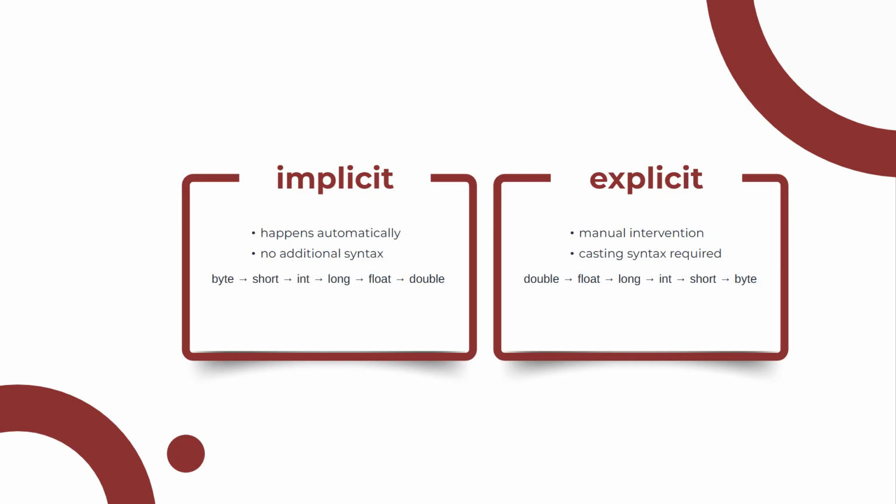Explicit casting, on the other hand, requires manual intervention. This happens when you're converting a larger data type into a smaller one, like a double into an integer. It's like pouring that large container of water into a smaller cup. Some of it may spill over. Since this process can lead to data loss, like cutting off decimal points, it needs casting syntax.